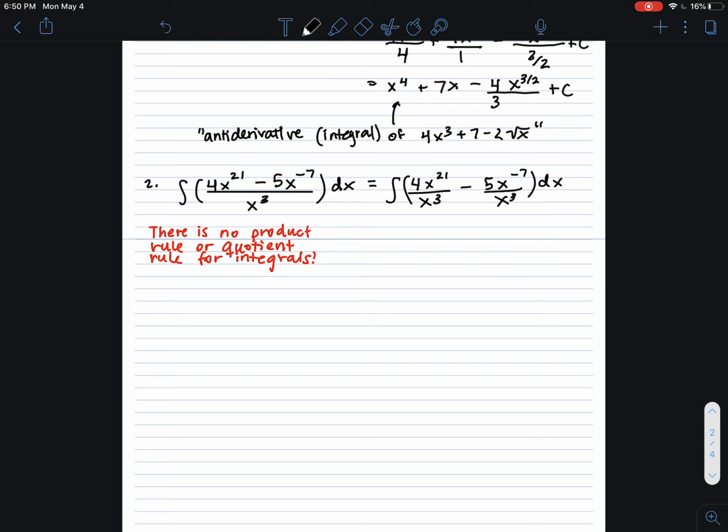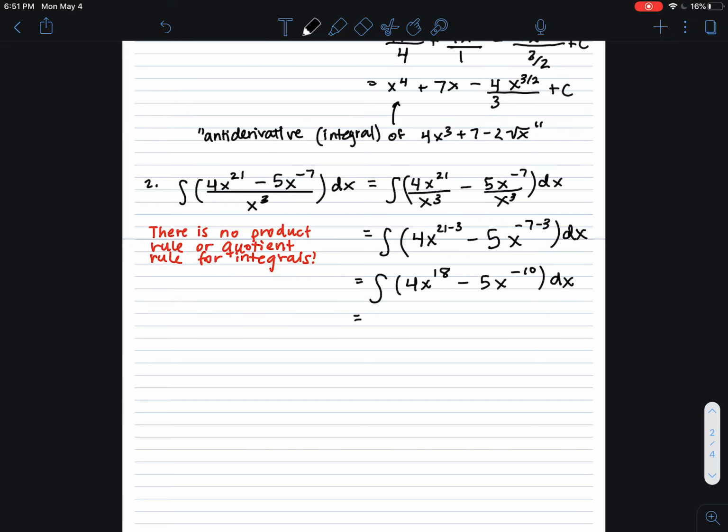Okay, so we're going to simplify this before we even take the integral because it looks pretty gross right now. So if you guys remember from algebra, when we have x to some power in the numerator and x to some power in the denominator, it's just x to the power in the numerator minus the power in the denominator. So we have 4x to the 21 minus 3 minus 5x to the negative 7 minus 3 dx. And that is the integral of 4x to the, can I do math, 18th minus 5x to the negative 10th dx.